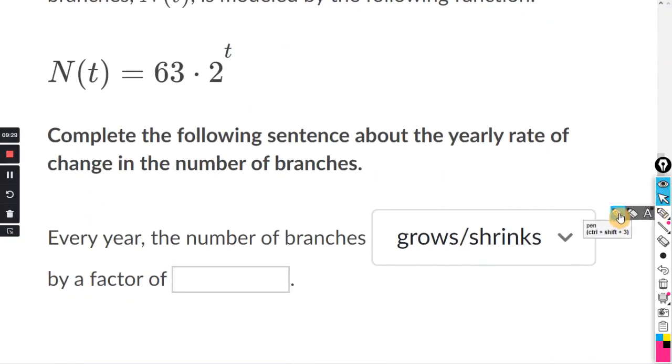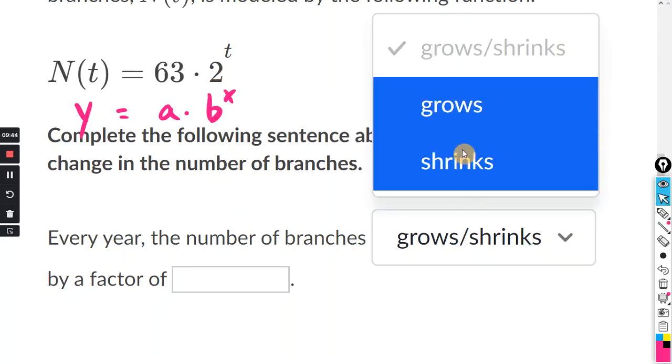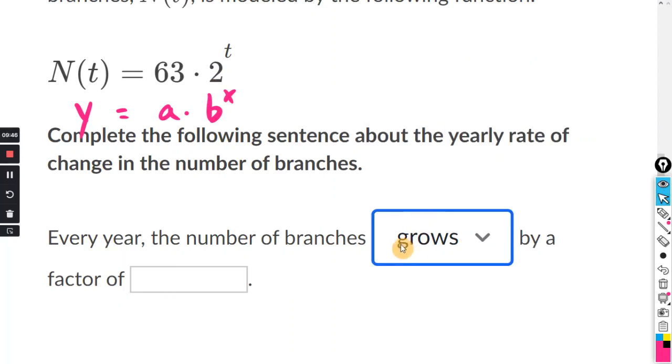All right, so this is y equals a times b to the power of x. Okay, since the value of b is greater than 1, it's going to be growing or increasing each time. All right, and now in this case, we don't have to do the percentage. It is just by a factor of. So the factor is how much it's being multiplied by each time. It's being multiplied by 2, right?